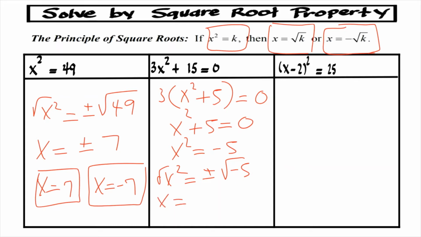Now we know that whenever we have a negative in a square root, the square root of negative 1 is equal to i. So I can take out i. And then I have the square root of 5. I cannot break that down. So that's my final answer. x is equal to plus or minus i, the square root of 5.